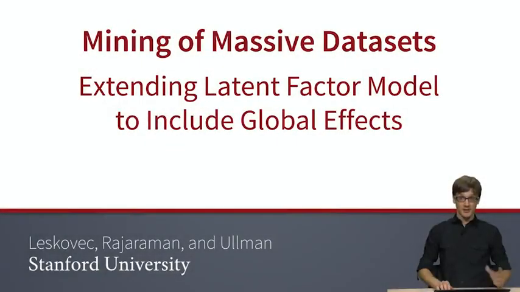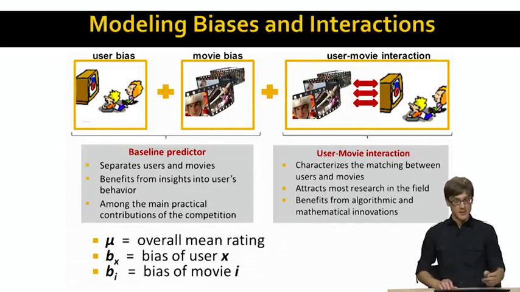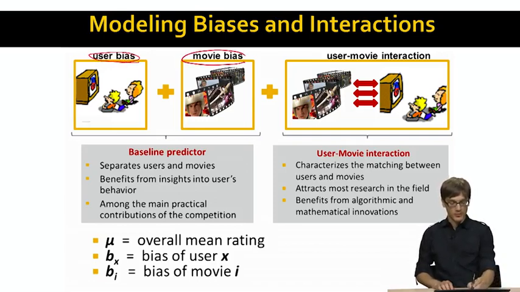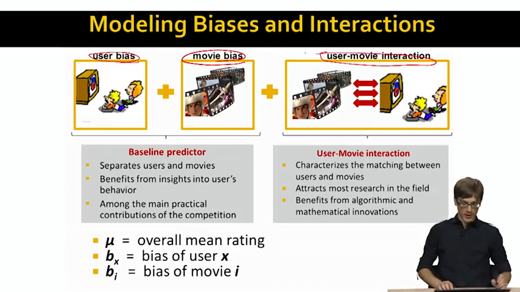So in the last part of the lecture on recommender systems, we will now see how we can combine latent factor models to also include the global effects that we talked about a few videos ago. The way we want to model both the biases and interactions is like this: we want to model the user bias, the movie bias, and then also the user-movie interaction.